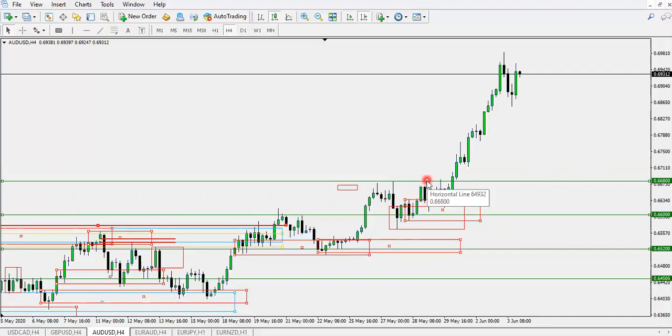Price rallied up, still trading inside our 800 institutional price level. Price retraced back down. Where did it retrace back down? Into our order block. So this is a bullish order block, and it respected our order block. It hasn't closed outside. Price then rallied up again into our institutional level of 800, and again another bullish order block was created.